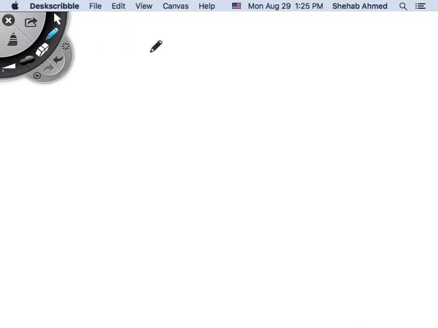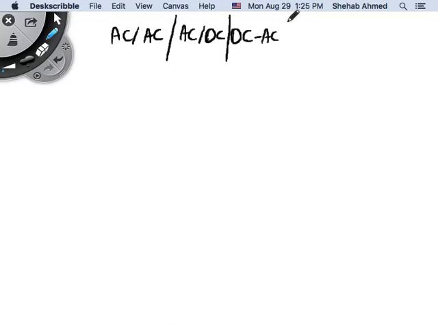So anyway, before we look at the slide, as we said, we will have AC to AC conversion, AC to DC conversion, DC to AC conversion, and DC to DC conversion.